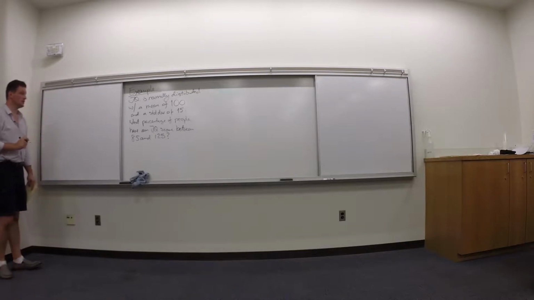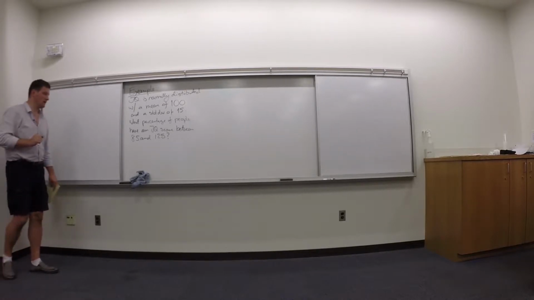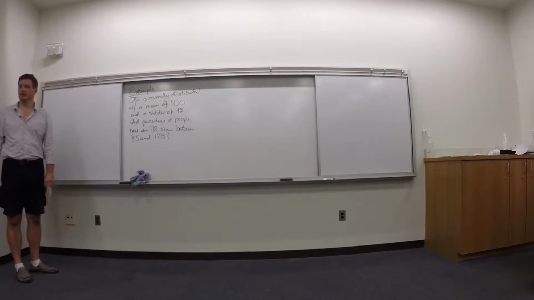IQ is normally distributed with a mean of 100 and a standard deviation of 15. What percentage of people have an IQ score between 85 and 125?